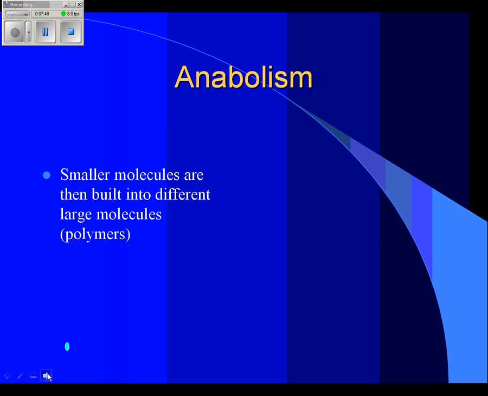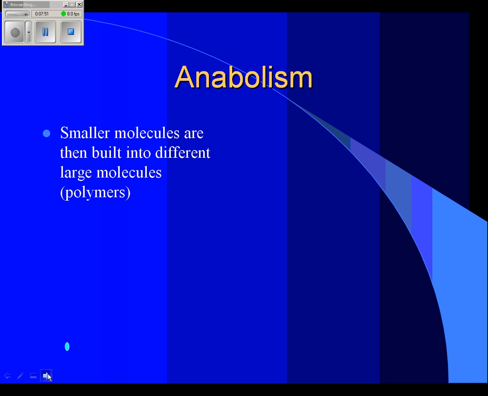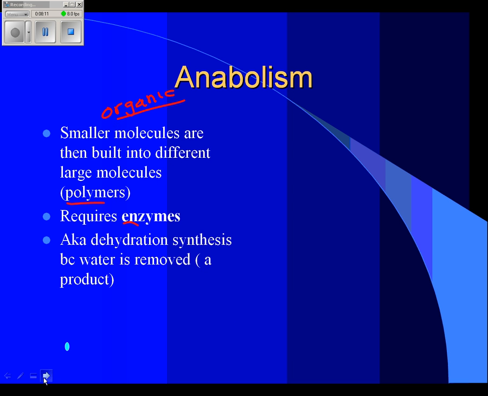Well, then anabolism: anabolism is when smaller molecules are built into large molecules. We use the term polymer for that. We're talking again about organic compounds of life. Again, this requires enzymes, which we'll refer back to in a while. It's also known as dehydration synthesis, or sometimes just dehydration, because water is removed and water becomes a product of the reaction. Water is taken out of the molecules.